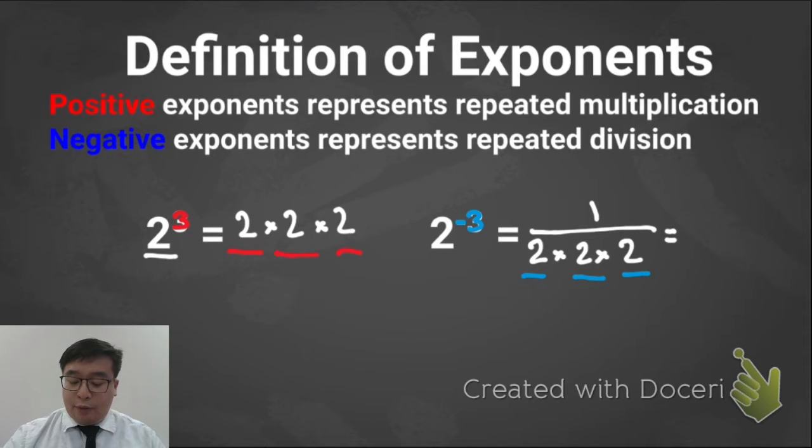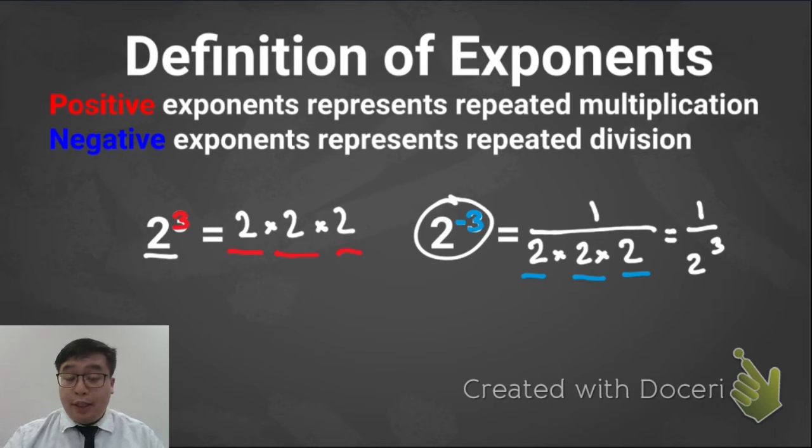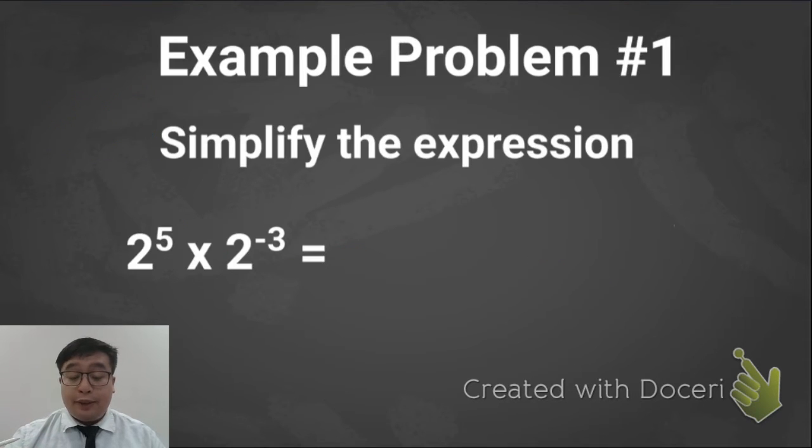So again, 3 of those 2's being multiplied together is the same thing as having 2 to the third power. Notice what happens when I have a negative exponent. I'm taking this expression here and I'm flipping it to the opposite side. And after I flipped it, I'm changing the exponent to positive. And this flipping is what's going to help us solve the next problems. So let's go over our first example.